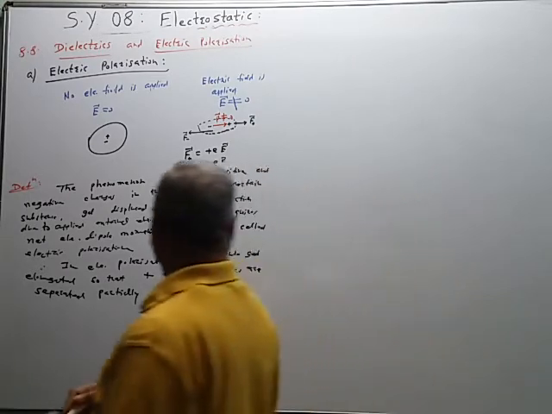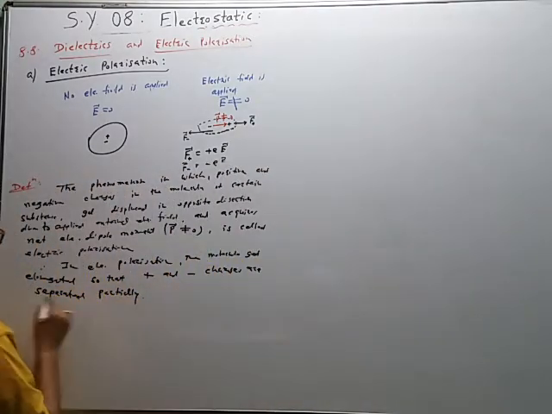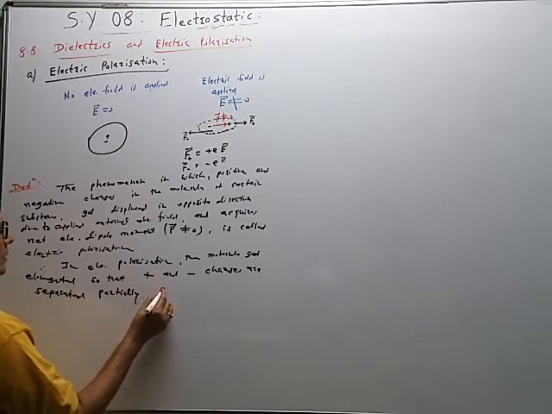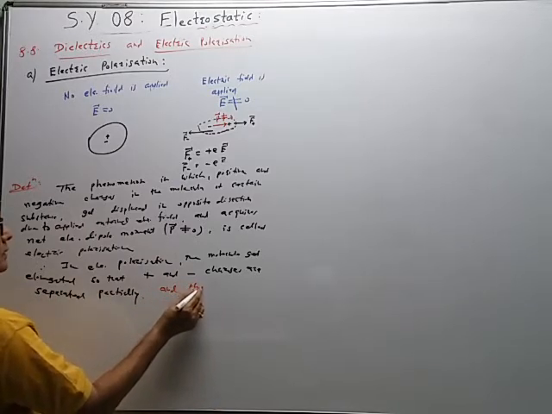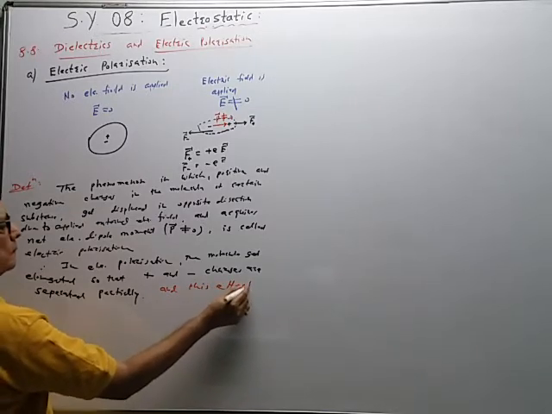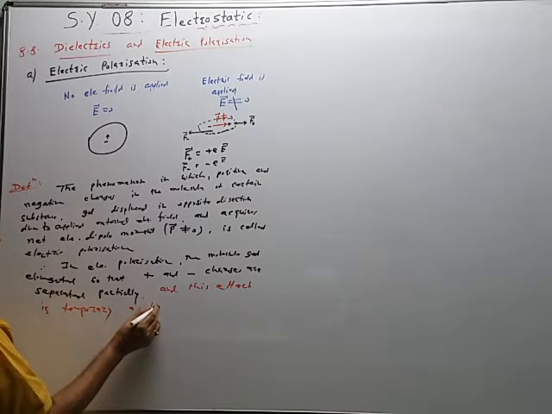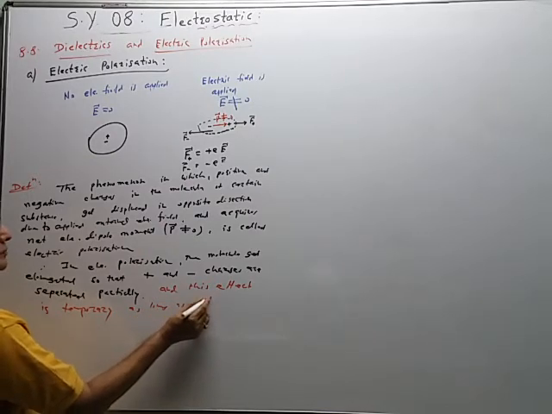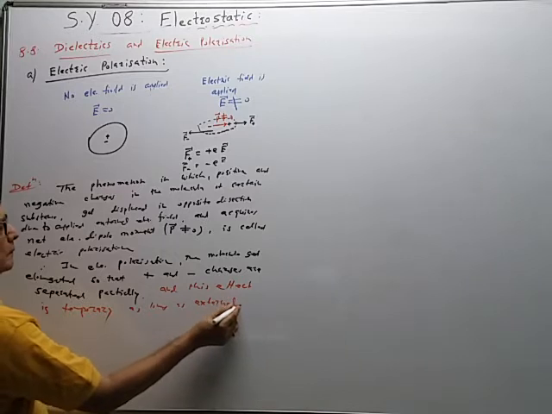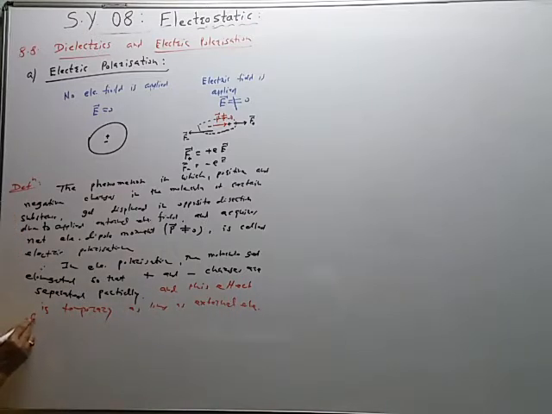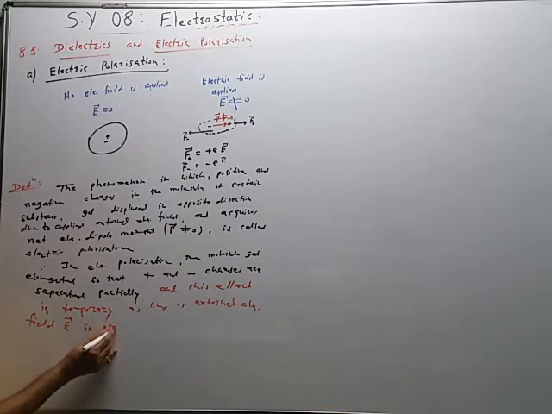So in electric polarization molecules get elongated so that positive and negative charges get separated partially, and this effect is temporary as long as external electric field E is present. So it is a temporary effect.